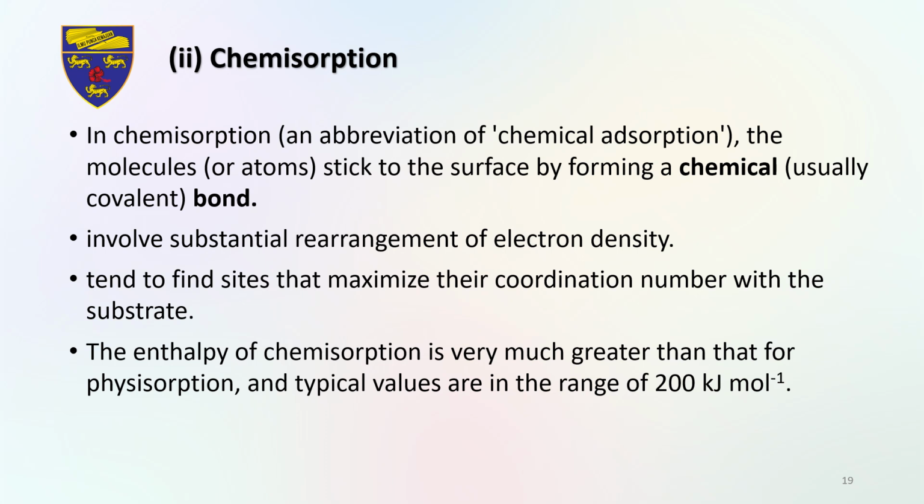In contrast, chemisorption involves the formation of an actual chemical bond, usually a covalent bond, between the adsorbate and the surface. So this involves a substantial rearrangement of the electron density and has a much higher enthalpy, around 200 kJ per mole.